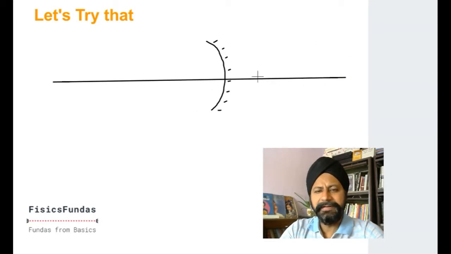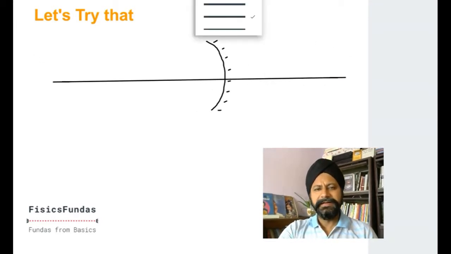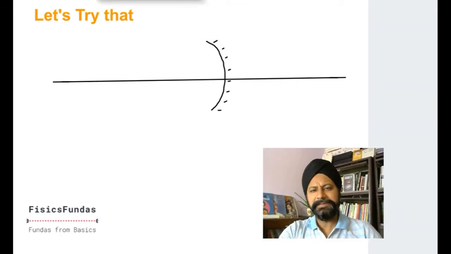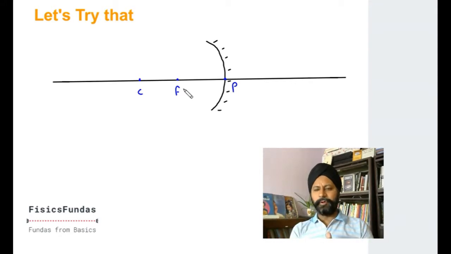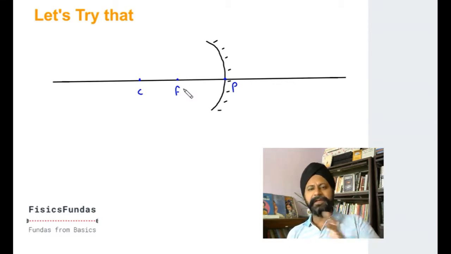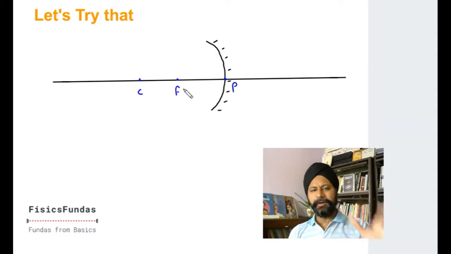So that's a straight line and that's the principal axis. Now let's mark a few points here. Let's call this point P, as it is called. And let's call this point C, which is actually the center of curvature. And let's say this is the focal point, right? Now the goal of the ray diagrams is to find where the image is formed. So let's place the object somewhere, make a few rays, and find where the image is formed.